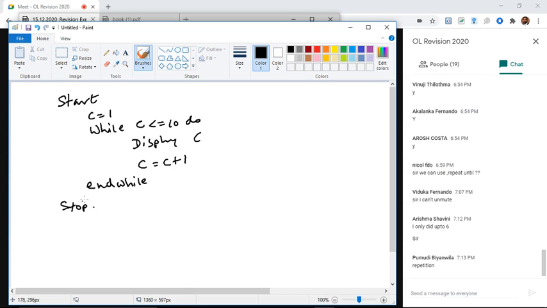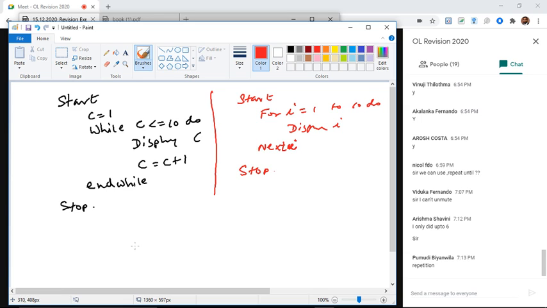You can do this, or otherwise you can start for I equal 1 to 10 do, display I, next I, and stop. Okay. So like this you can use the while condition and for loop. Like that you can use the repeat until too.